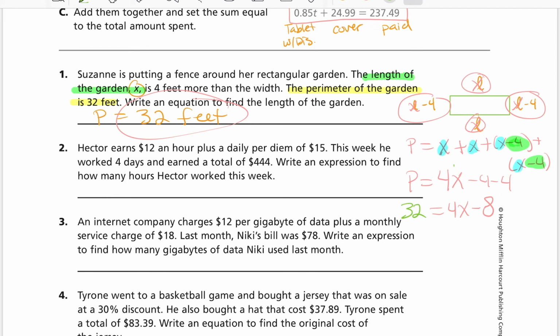And for this lesson, this is your answer. We want to leave it as an equation. In future lessons, we will end up solving for X and figuring out that length. But for this lesson, that is your final answer. Put your box around it.